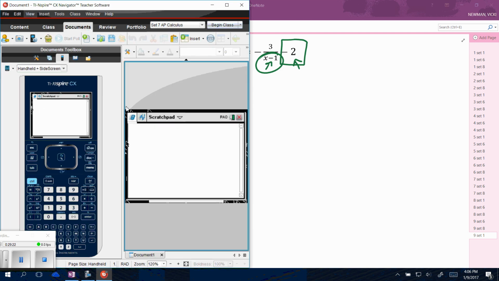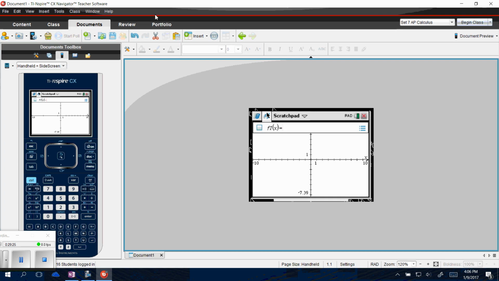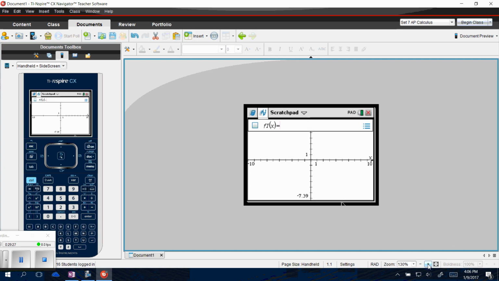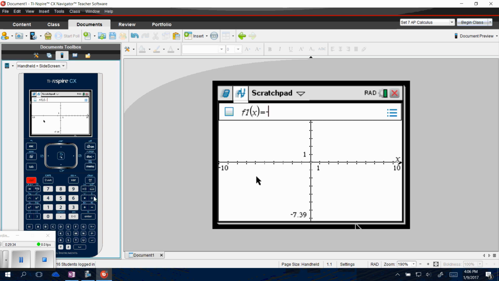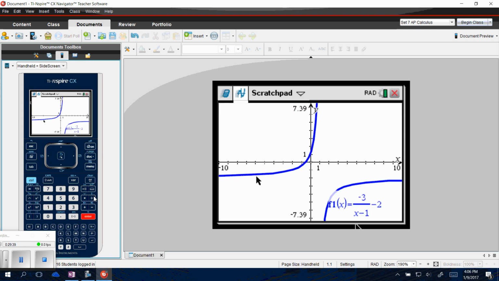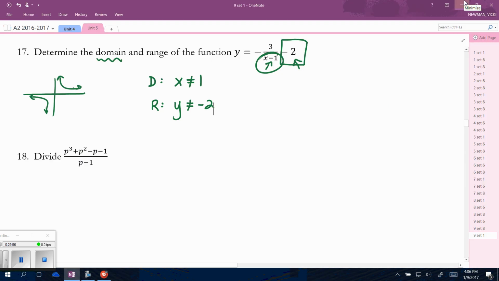So I'm going to clear out my calculator. I'm going to go in here and zoom a little bit so you can see. We have negative, and then a fraction, 3 over x minus 1, minus 2. And we looked at these together and we said, okay, clearly the vertical asymptote is at 1. Well, the horizontal asymptote you can see is down here a little bit. And it would only make sense for it to be -2, right? Because that's part of the transformation in the function. So y cannot equal -2.